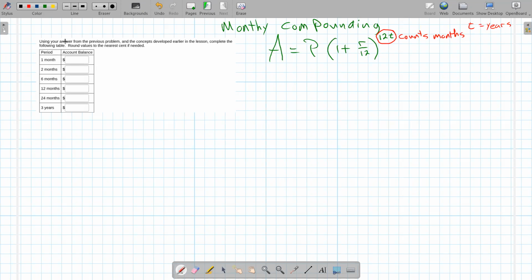So for this problem right here, I was given R is 2.4%. And I forgot what the amount was, though. I think it was $1,000 still.